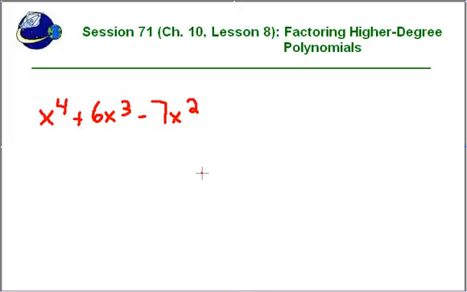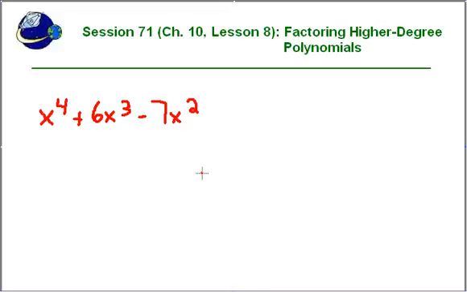In session 71 here, we're going to be factoring polynomials that include degrees higher than 2. Now we're not going to get that in depth with this here. You'll get into more of that in some advanced algebra, as far as coming up with some additional methods of factoring polynomials that have degrees higher than 2.